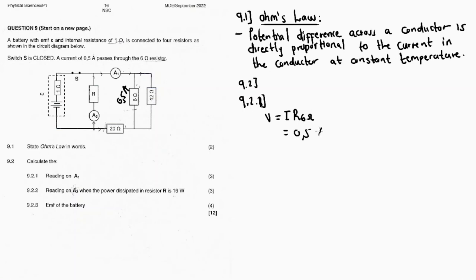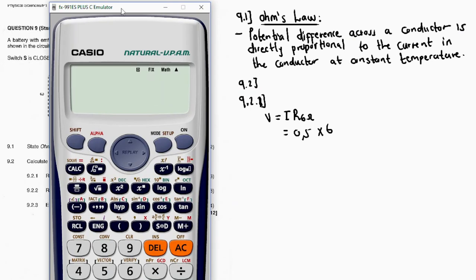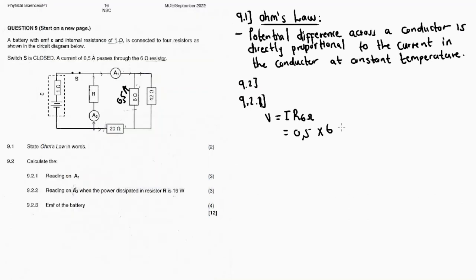So it's 0.5 times 6. The answer is 3. So the answer here is 3 volts. This 3 volts is for the 6 ohm resistor, and the 3 volts is also for the 12 ohm resistor, because this is a parallel connection, and it's also for the entire parallel network.